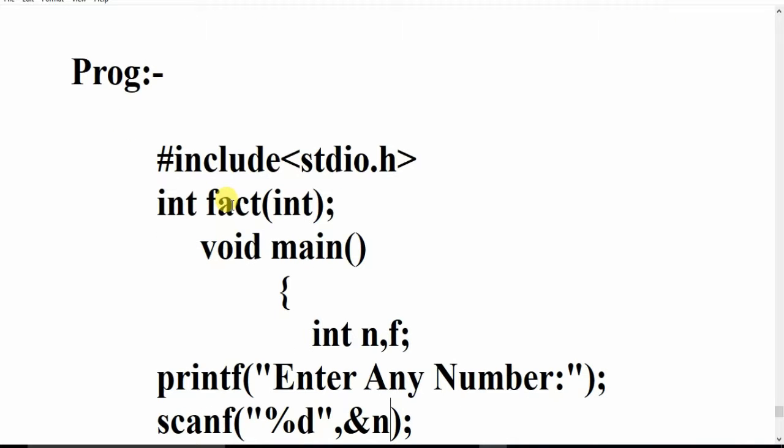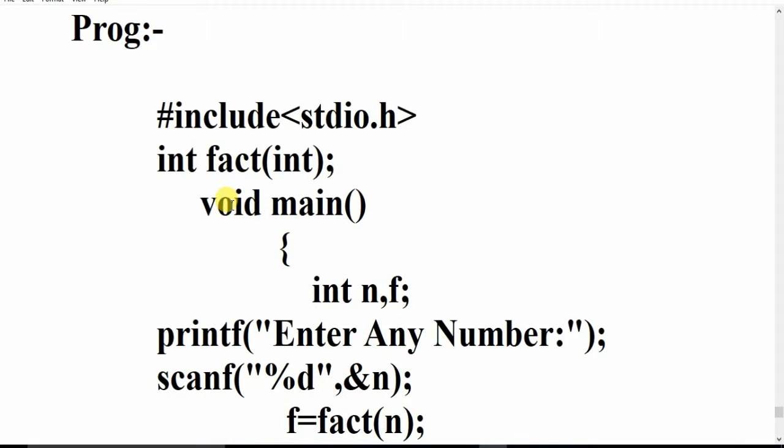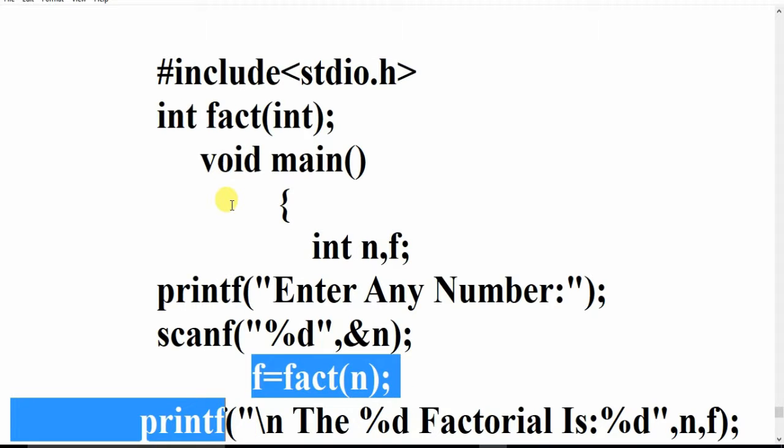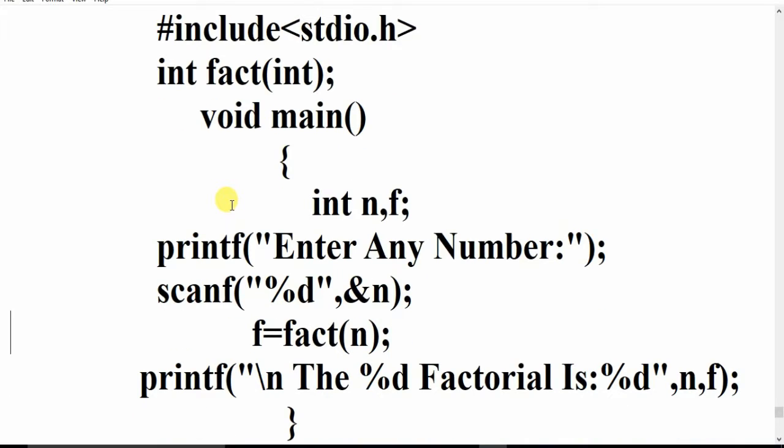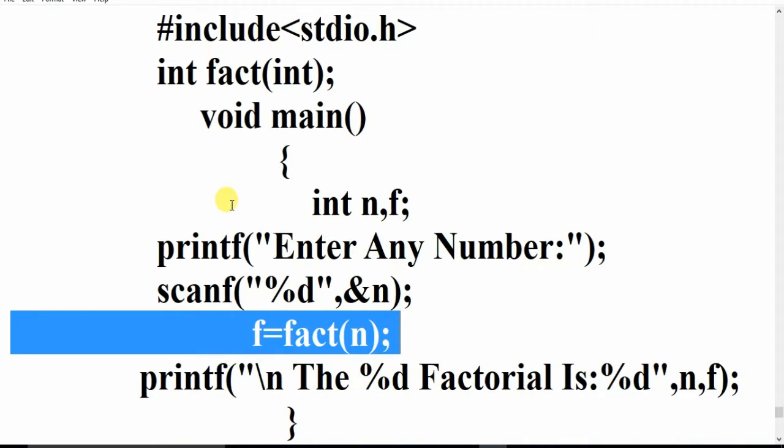Enter any number, scanf percentage d, number. Then we are calling this function. Earlier we wrote this functionality using the while loop mechanism, writing it within the main function itself: while n greater than 0, f equals f multiplied by n, n minus minus. Now we are going to write it in a separate function and call that function. The function name is fact.